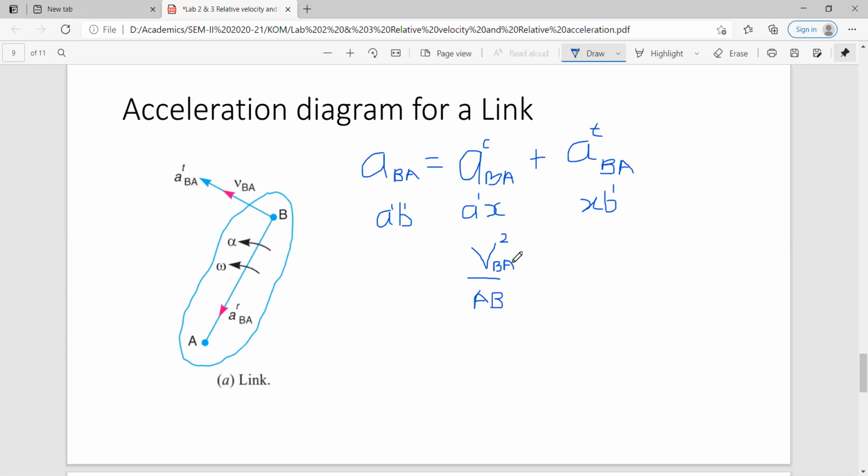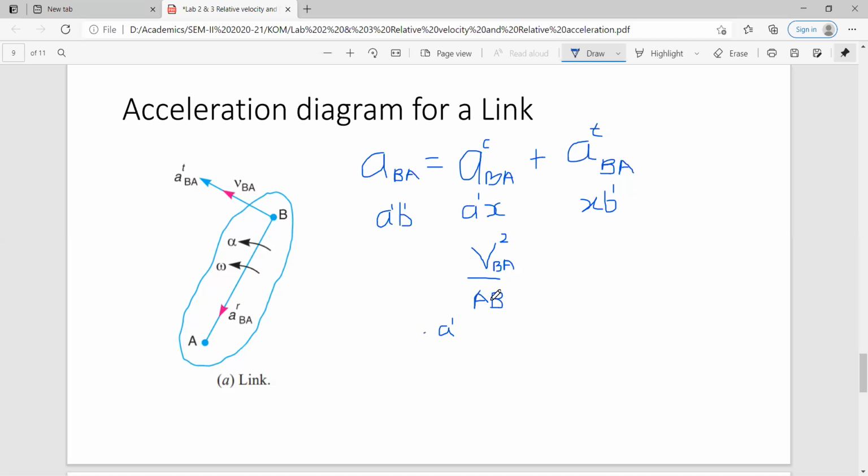Got it? Then by magnitude you are knowing this. Okay, so let us now draw this vector. It is the centripetal component. From which point is it starting? From point A dash. So I will assume somewhere a point A dash. Suppose here is my reference point A dash.